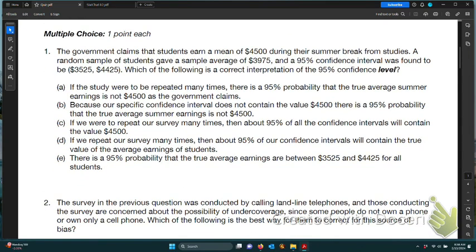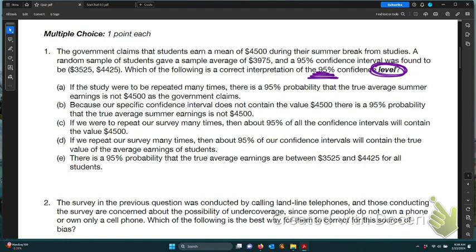All right, let's talk about the multiple choice number one. This is asking us to interpret a confidence level. So basically it's asking, what does this 95% mean? Why did you pick 95? That's what it's asking.